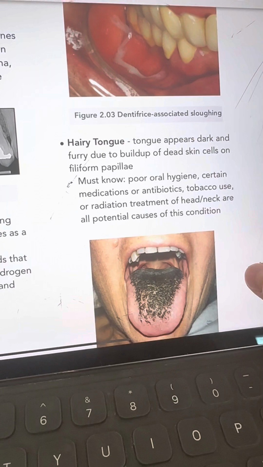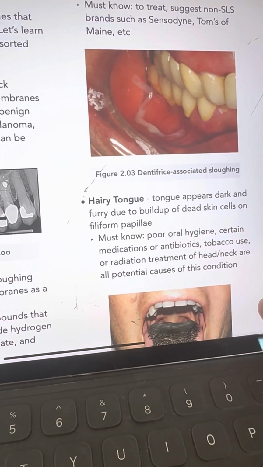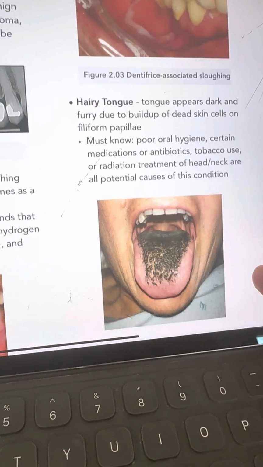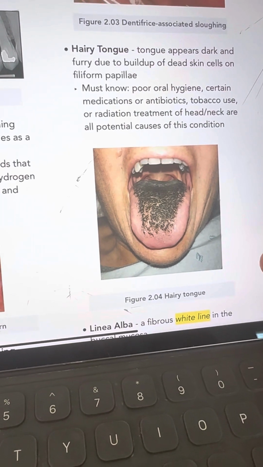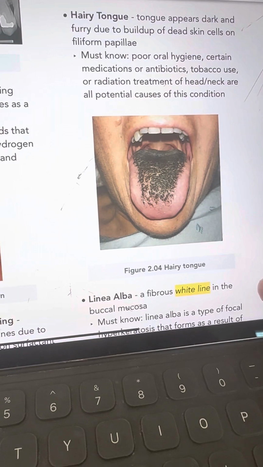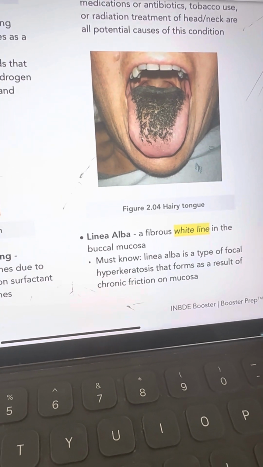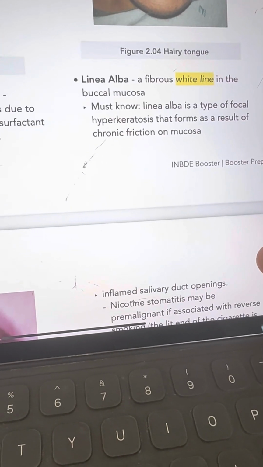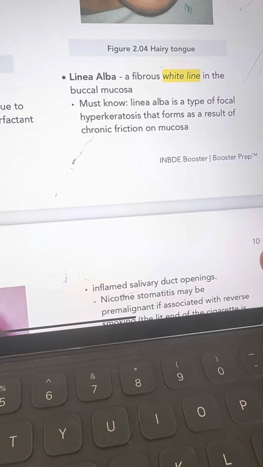Hairy tongue: the tongue appears dark and furry due to buildup of dead skin cells on fully formed papillae. Must know: poor oral hygiene, certain medications or antibiotics, tobacco use, or radiation treatment of the head and neck are potential causes of this condition. Hairy tongue.